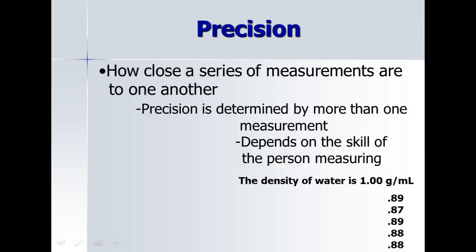Remember, precision is how close a series of measurements are to one another. So precision is based on how well you can measure. You might have a tool that's not calibrated, but you can still do a good job measuring. So remember that the density of water is 1.00 grams per milliliter. And this person got 0.89, 0.87, 0.89, 0.88, and 0.88. All these measurements are far off, so they're not accurate, but they are precise because they're all close together.